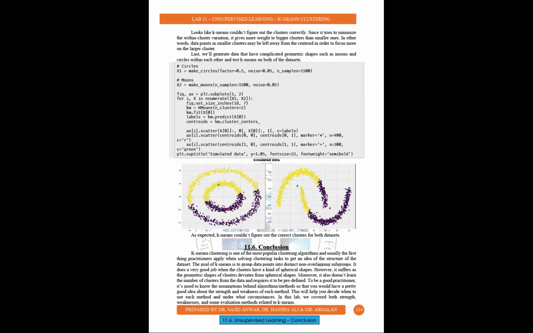So finally, concluding, K-means clustering is one of the most popular clustering algorithms and usually the first thing practitioners apply when solving clustering tasks to get an idea of the structure of the dataset. The goal of K-means is to group data points into distinct non-overlapping subgroups. It does a very good job when the clusters have kind of spherical shapes. However, it suffers as the geometric shapes of clusters deviate from spherical shapes. Moreover, it also doesn't learn the number of clusters from the data and requires it to be predefined.